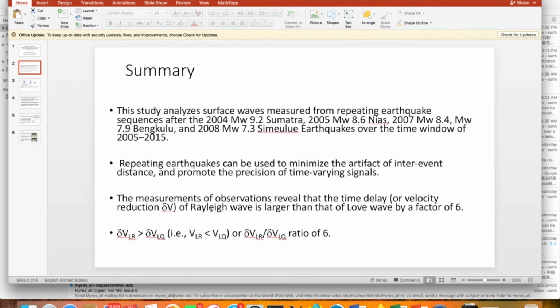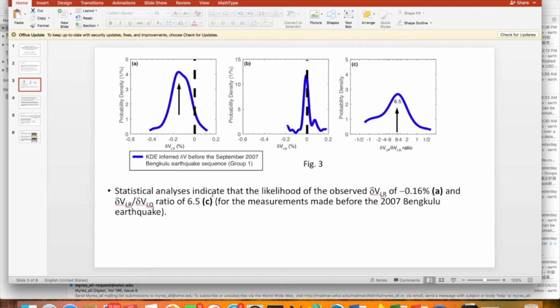The observations revealed that the time delay or velocity reduction delta V of Rayleigh waves is larger than that of Love waves by a factor of 6, and this can be expressed by the delta VLR to delta VLQ ratio. Statistical analysis indicates the likelihood of the observed delta VLR of 0.16%, as indicated by the peak in panel A, and a delta VLR to delta VLQ ratio of 6.5, as indicated by the peak in panel C.